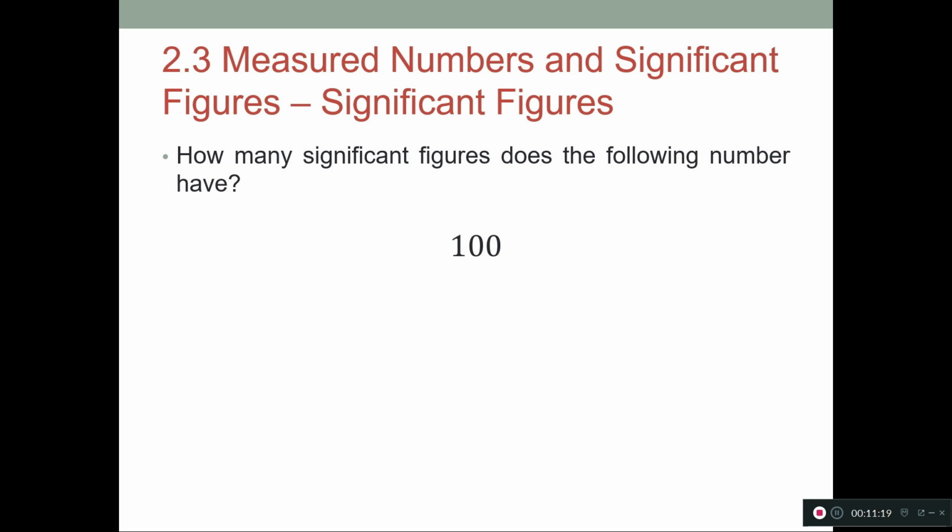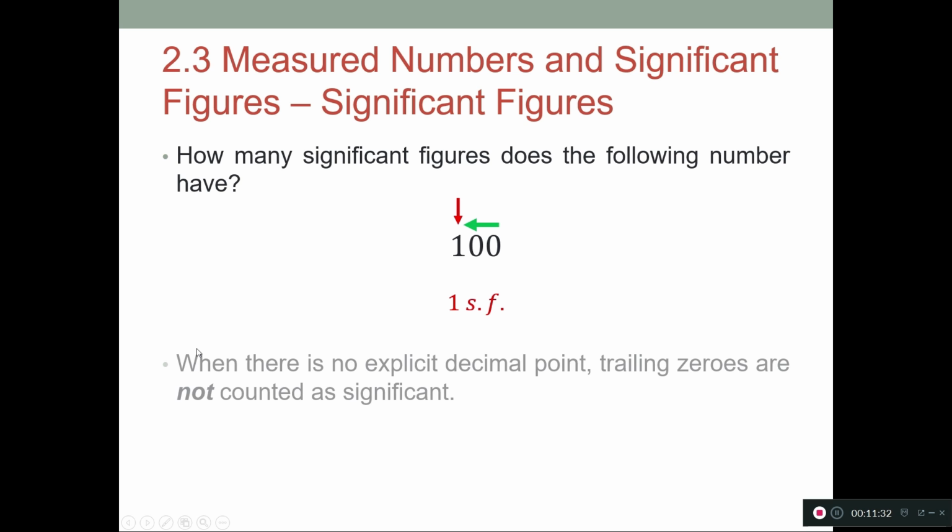So now to go through a few examples. How many significant figures does this following number have? We can use this arrow here. We go to that first non-zero digit there. So that is our 1, and we have 1 significant figure. So when there is no explicit decimal point, the trailing zeros are not counted as significant.